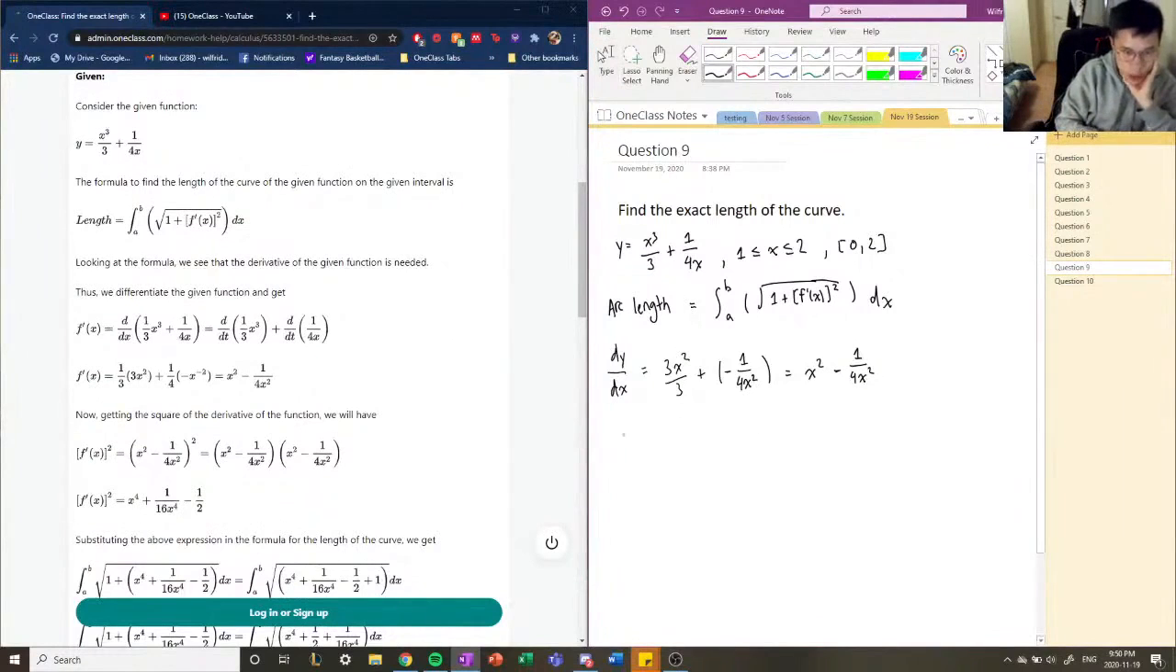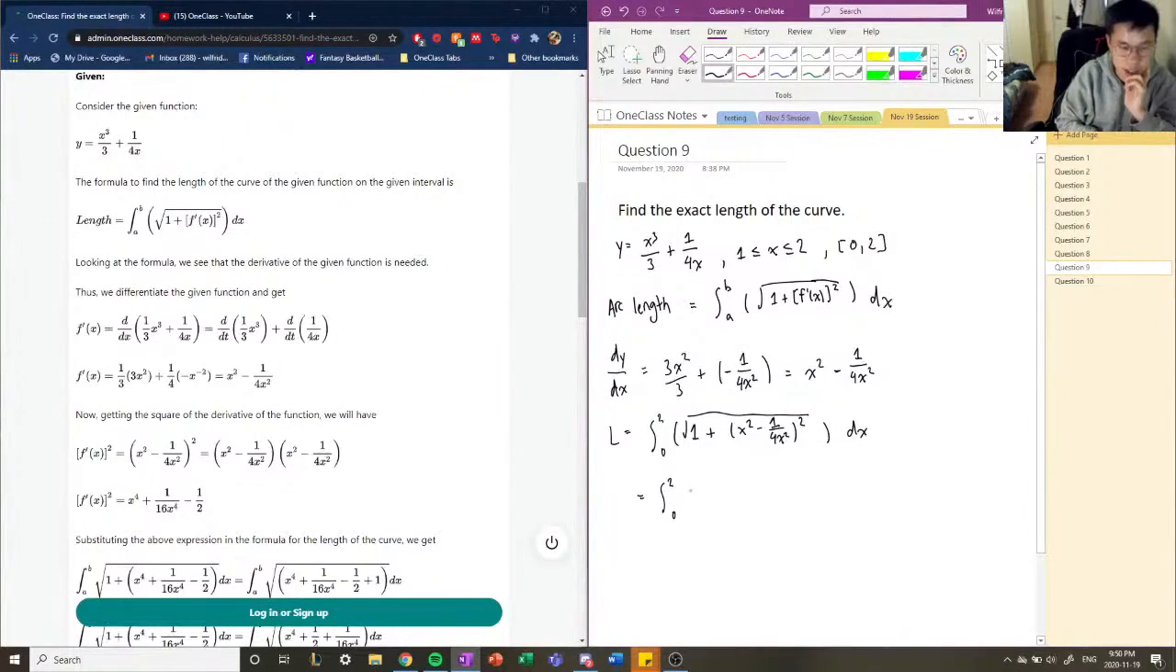So arc length, let's call it L, would equal the definite integral from 0 to 2 of the square root of 1 plus (x squared minus 1 over 4x squared) squared, dx.